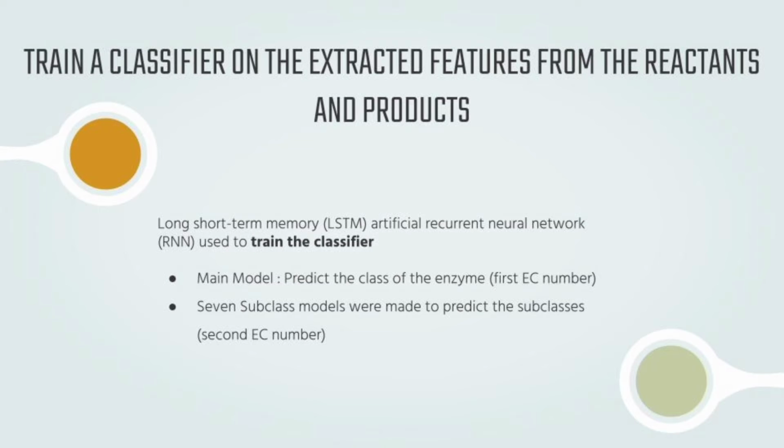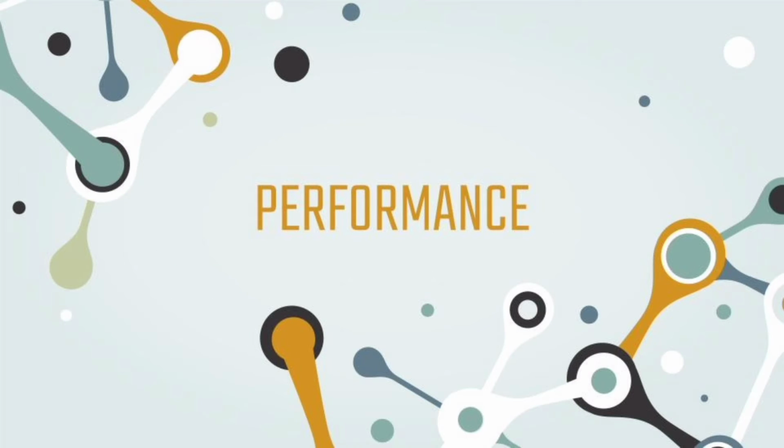The training set was then split by the main class of each reaction, and 7 subclass models were trained to predict the subclasses. When evaluating the models, the main model first predicted the class of the reaction, and the reaction was then fed into the corresponding submodel to determine the second EC number. Now that we've talked about our strategy for our model, let's evaluate its performance.